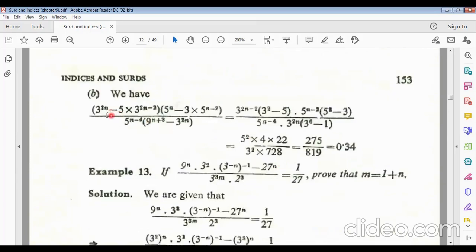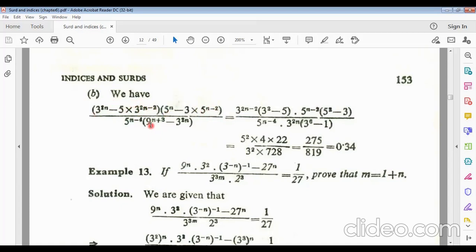So this can be written as 3 to the power twice n, 3 to the power twice n minus 2 multiplied with 5, and 5 to the power n minus 2. n minus 2 will be common. Then this will be 5 square minus 3. Just taking common 3 to the power twice n, you can distribute this also: 3 to the power twice n into 3 to the power minus 2. You can write 5 to the power n into 5 to the power minus 2. Then taking 5 to the power n common and 3 to the power twice n will be common.